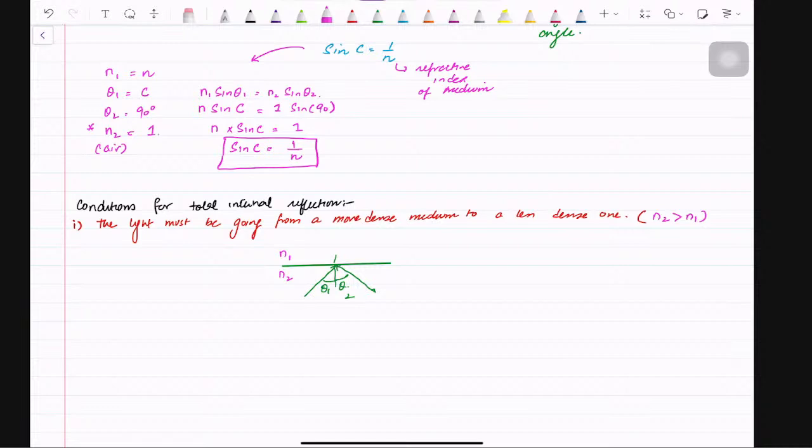Yes. The other thing that is absolutely necessary is that the angle of incidence must be greater than the critical angle. So that's very important.